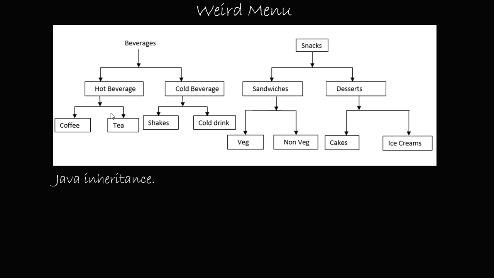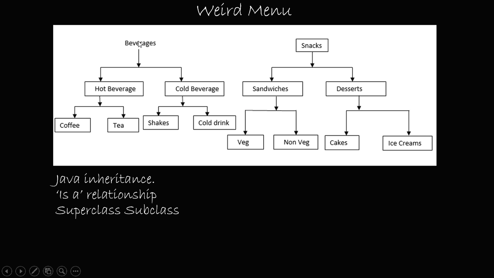items. Now, in this menu, each item at lower level is related to the item at higher level using is-a relationship. So in Java, when classes are related to each other using is-a relationship, we use Java inheritance. And the classes at lower level become subclasses and those at higher level become superclasses. So here, coffee is a hot beverage. So coffee is a subclass of superclass hot beverage.